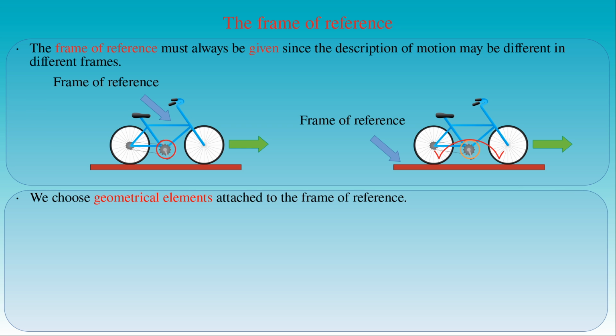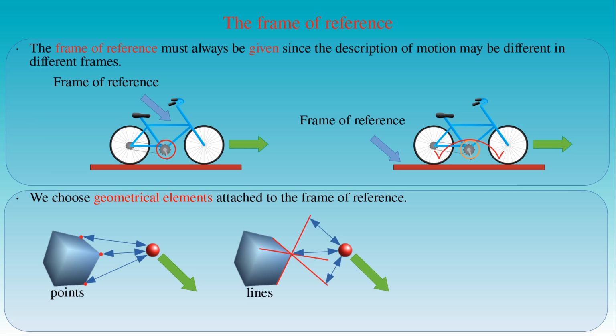If we attach more points to the object chosen as a frame of reference, as in this figure, then the instantaneous position of the moving ball can be uniquely determined by its distances from the points. We can also use lines oriented along the edges of the object and measure the minimal distances of the moving ball from these lines. This method gives the unique position of the ball as well.